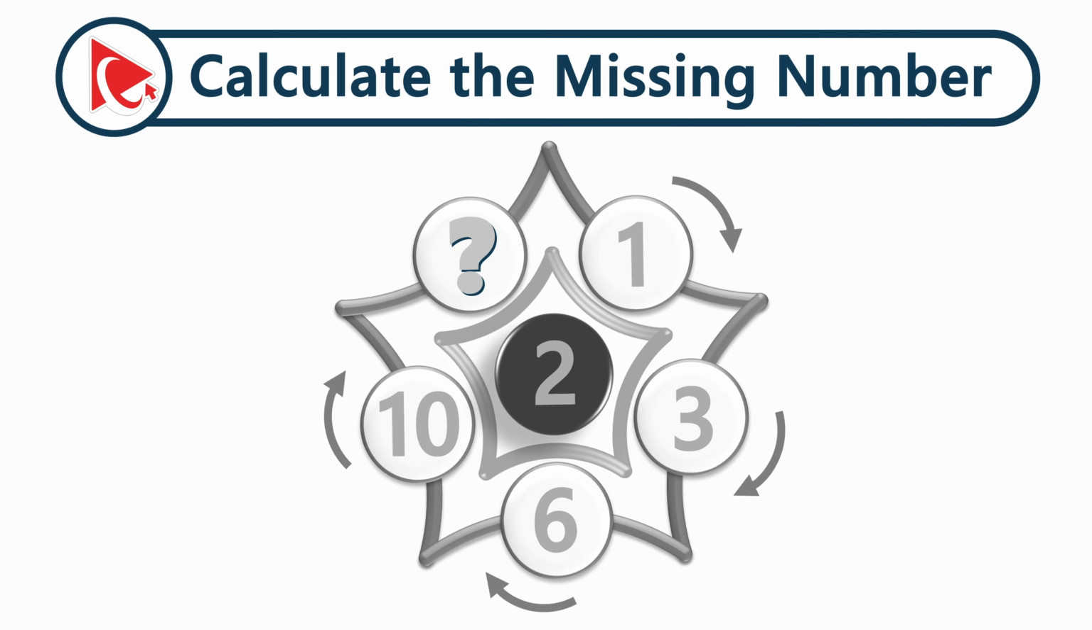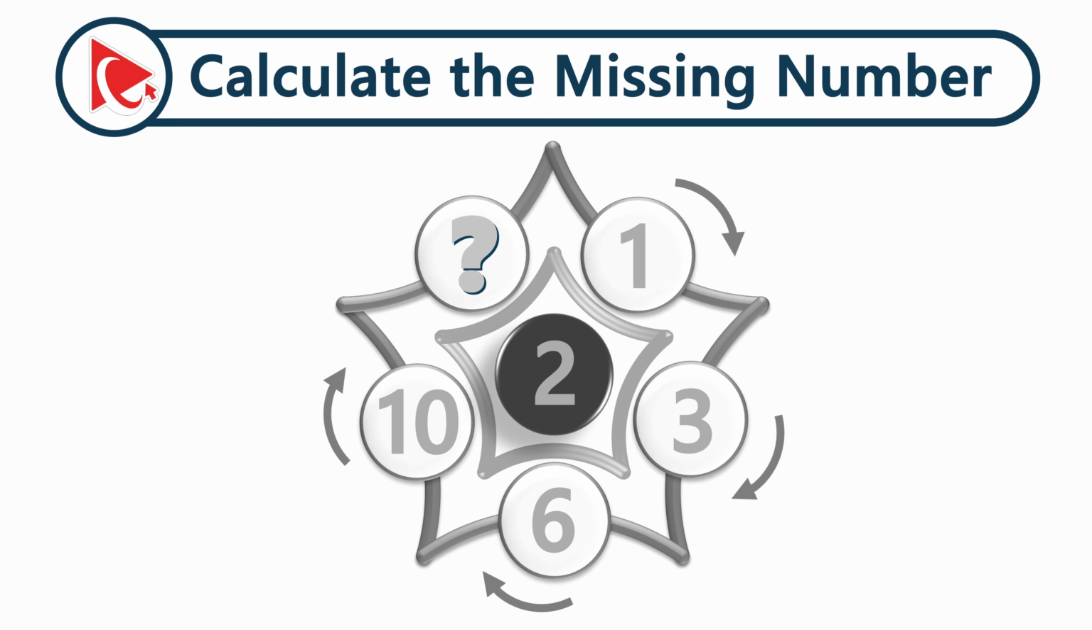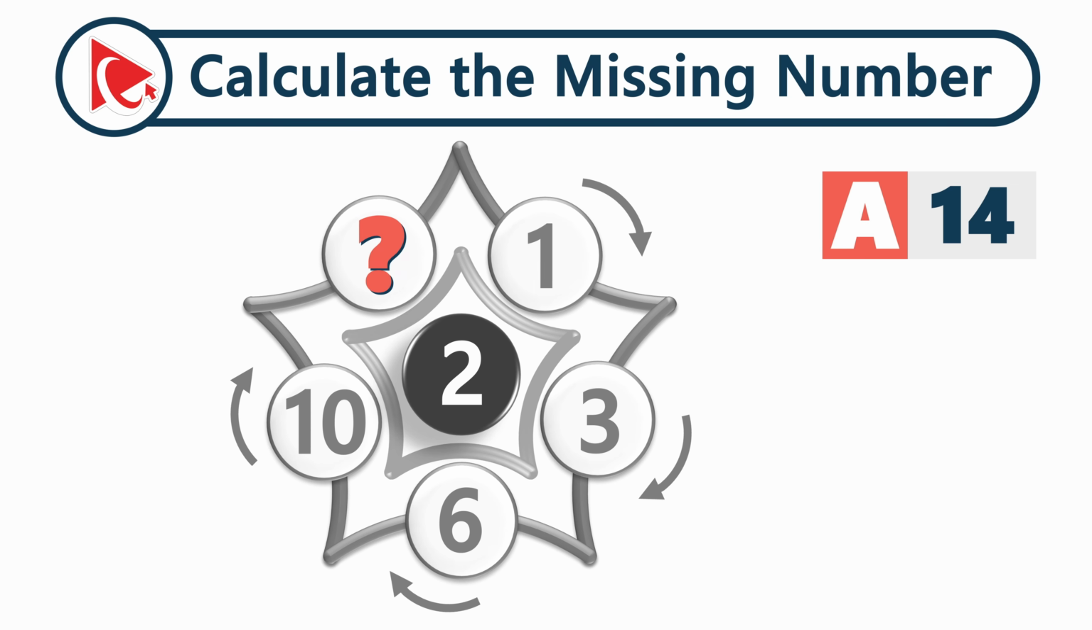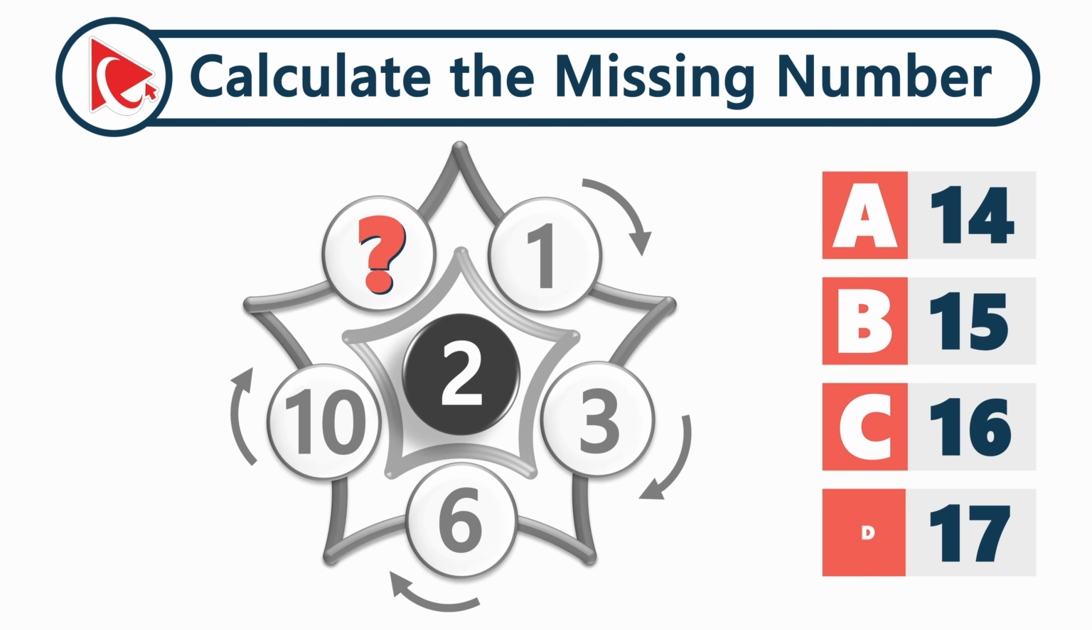You're presented with an amazingly cool looking Pentagon. It has number 2 in the middle, and on the outside it has numbers 1, 3, 6, 10, and then comes the missing number, which you need to calculate and select your answer out of 4 possible choices. Choice A, 14, choice B, 15, choice C, 16, and choice D, 17.